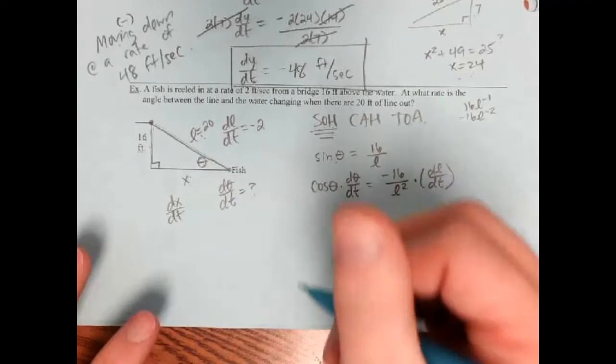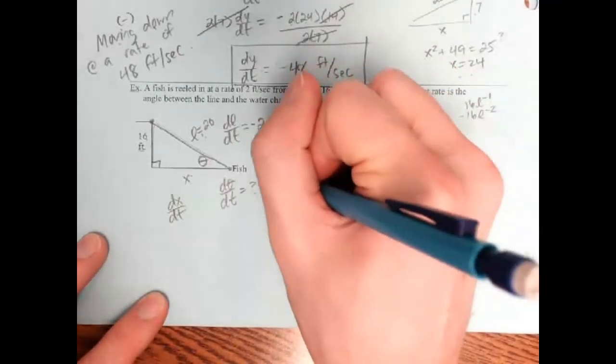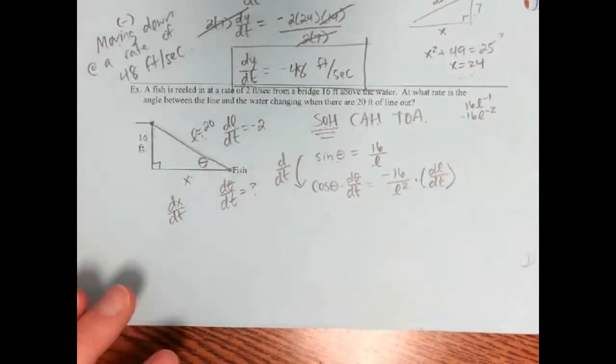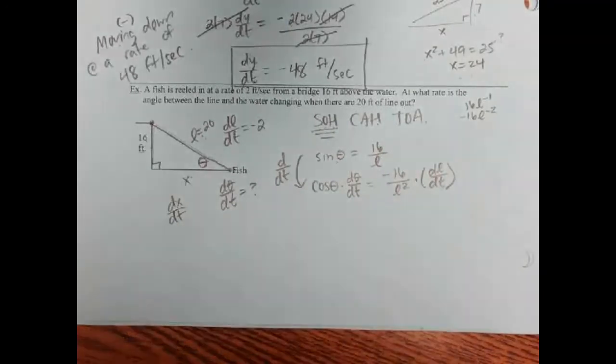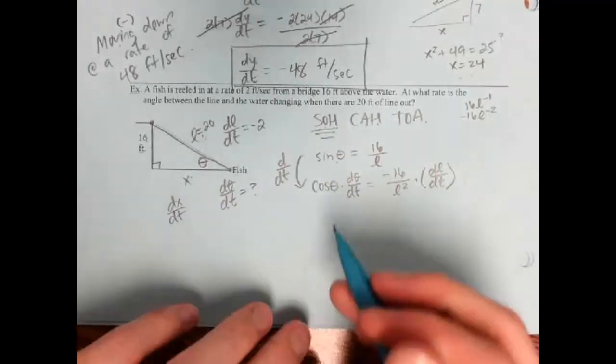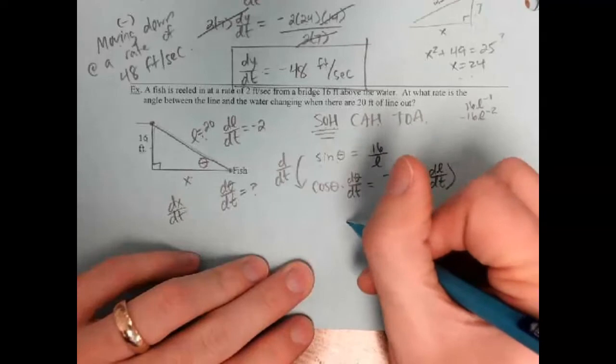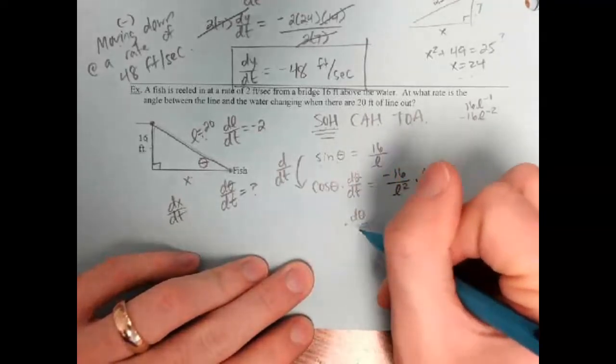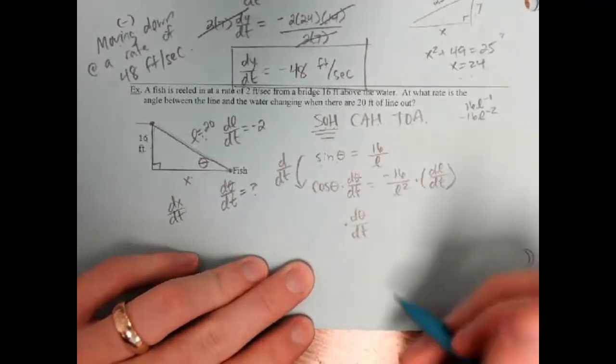So we actually took the derivative with respect to time. And now let's try to plug in everything that we can. The d theta dt, that's what we're trying to solve for, so of course that's still going to be missing. Let's look on the other side.